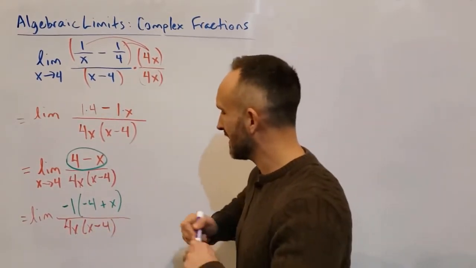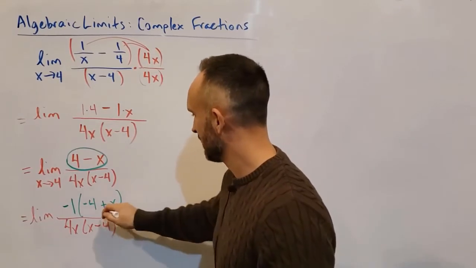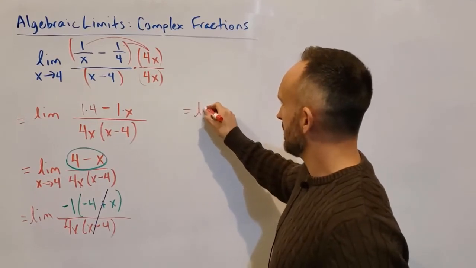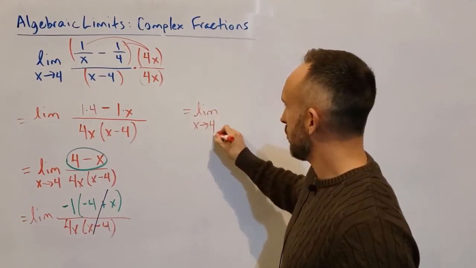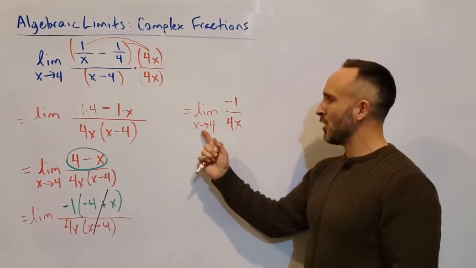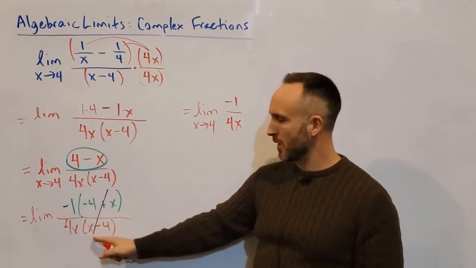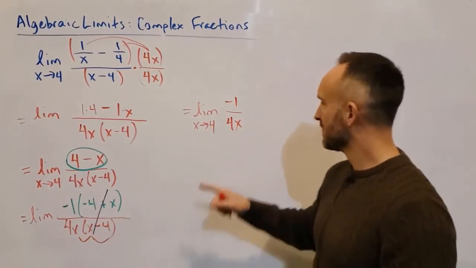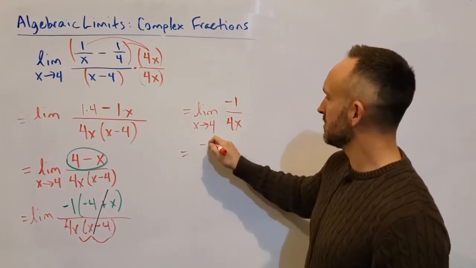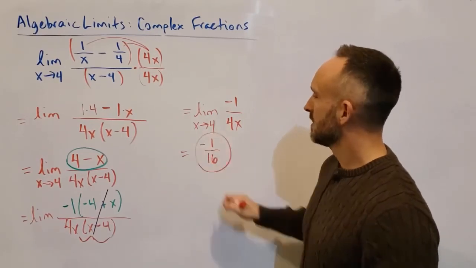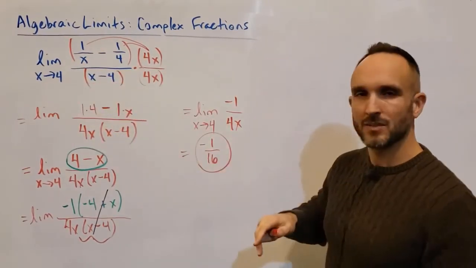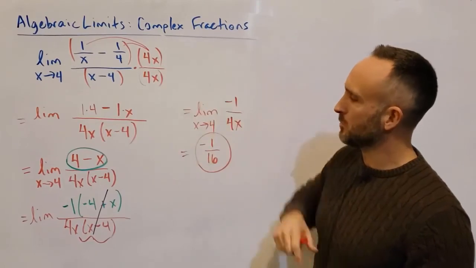So now what I can do is cancel those, and all that remains is the limit as x approaches 4 of -1 over 4x. And now, if I try direct substitution, because I've gotten rid of the problem child, this x minus 4 in the denominator, now I can do direct substitution, and I get -1 over 4 times 4, which is -1/16. So the limit as x approaches 4 of this original complex fraction is -1/16, and we did that through a means of algebraic manipulation.